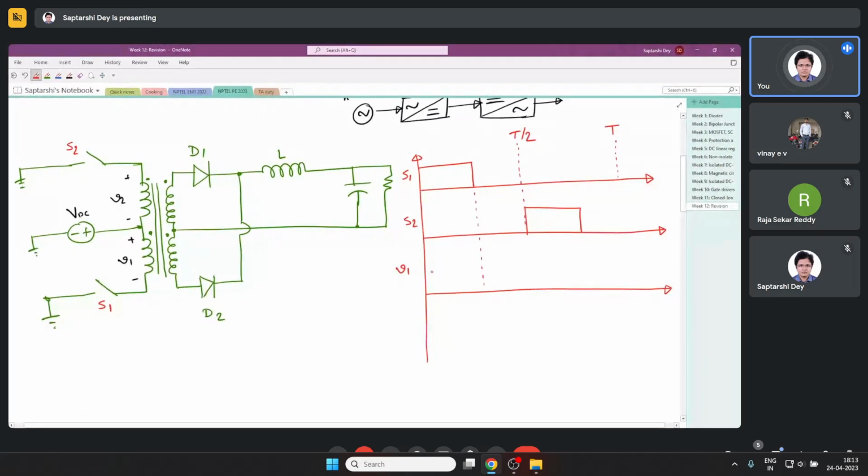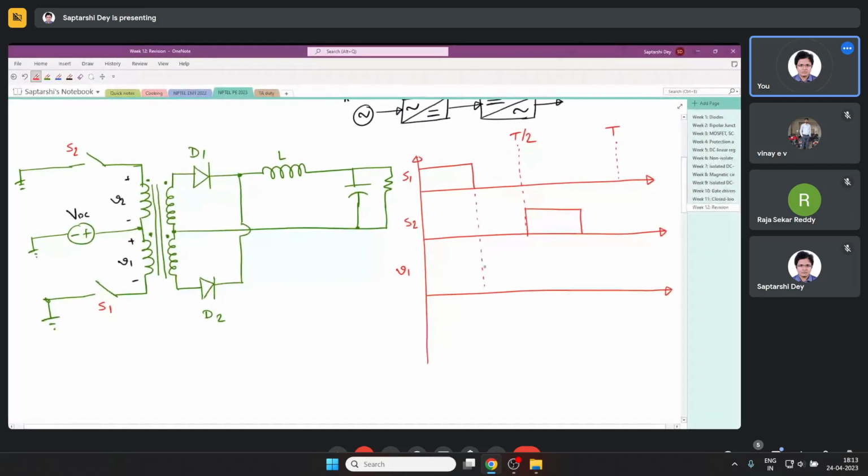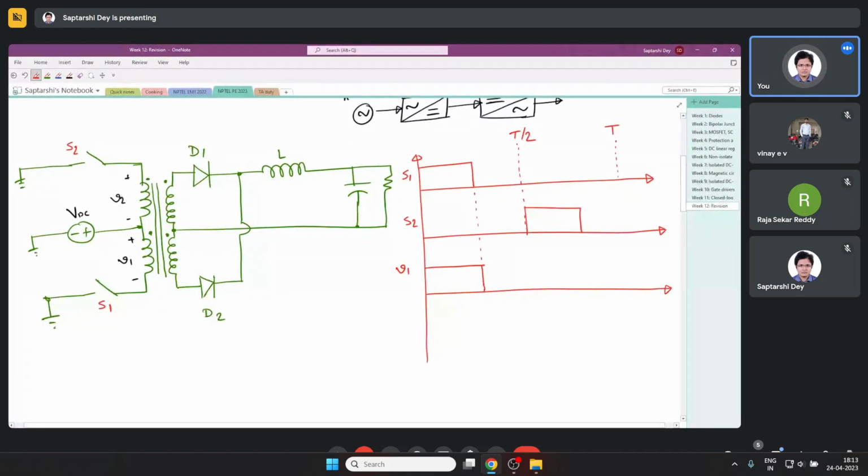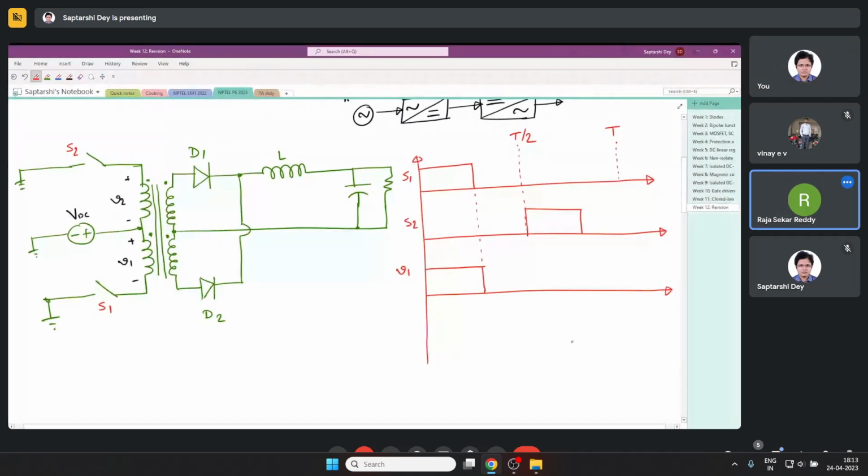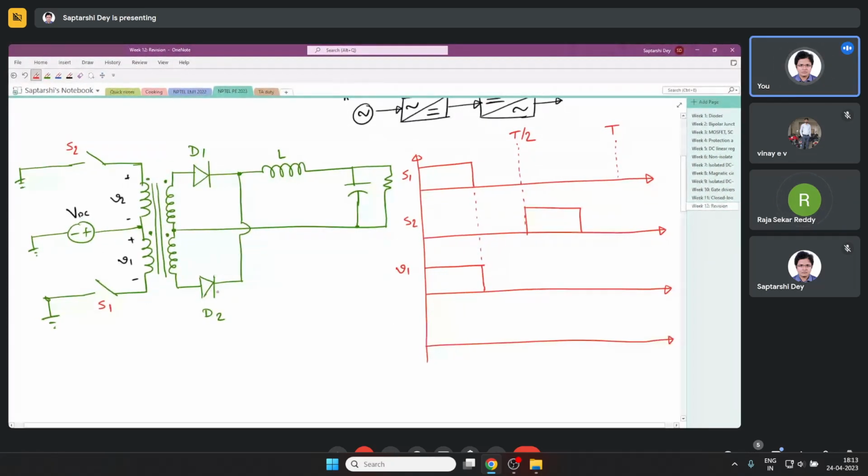So if I draw V1 here, V1 is VDC. Now at this moment, we are first considering this to be an ideal transformer. Ideal transformer means it draws zero magnetizing current. Now if it draws zero magnetizing current, what will happen?